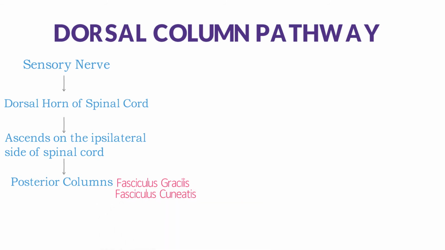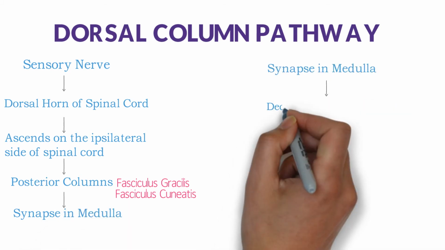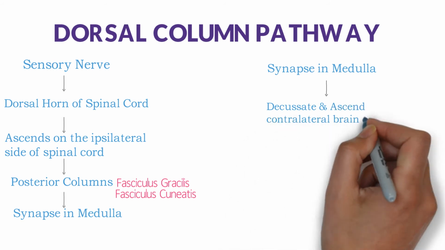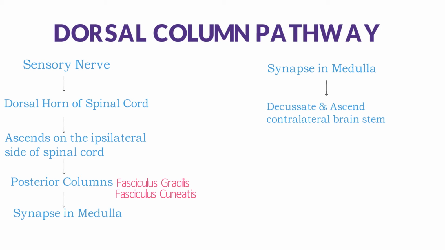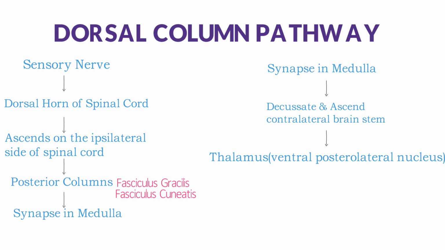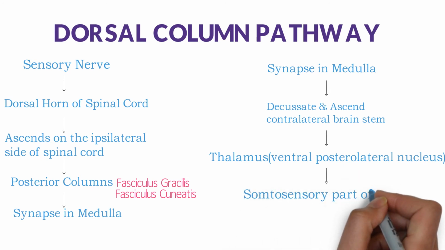Fasciculus gracilis receives its fiber from the lower extremities, while fasciculus cuneatus receives its fiber from the upper extremities. This posterior column then synapses in the medulla. After synapsing in the medulla, these fibers decussate and ascend on the contralateral side of the brainstem in the medial lemniscus and reach at ventral posterolateral nucleus of the thalamus. After reaching the thalamus, this fiber travels to the somatosensory part of the cortex.